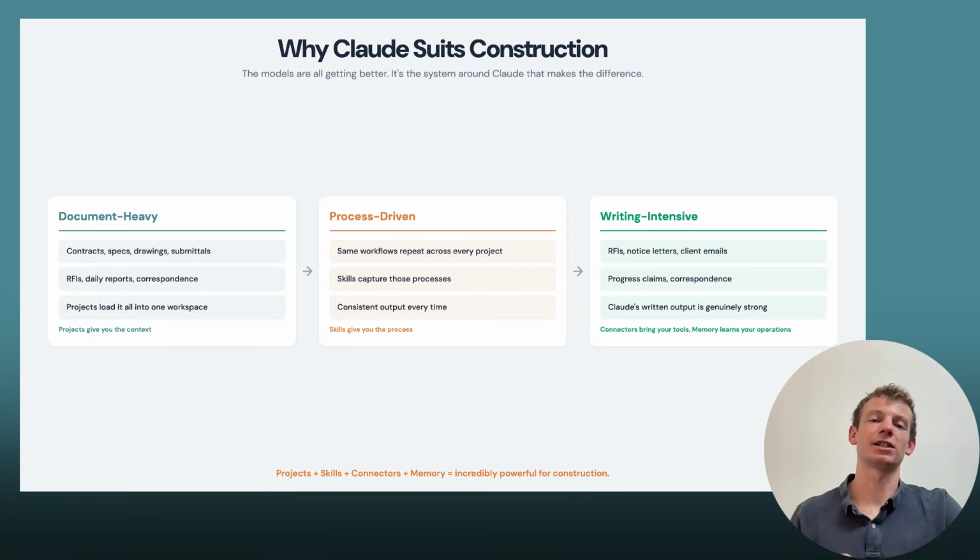But more importantly, construction is a process-driven industry, so the same workflows repeat across every project, and Skills is an incredibly powerful way to capture those processes so the output is consistent every time. A lot of construction requires a lot of writing, say RFIs, notice letters, client emails, and the quality of Claude's written output is genuinely really strong. So projects give you the context, Skills give you the process, connectors bring your tools to Claude, and the memory means it learns your operations over time. And that combination is what makes it incredibly powerful for construction specifically.